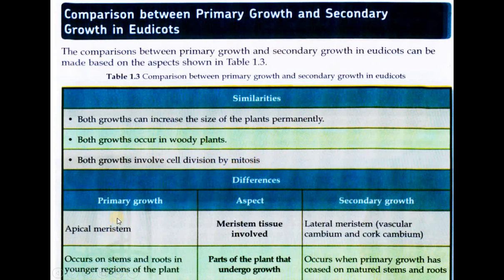Differences. The meristem tissue involved in primary growth is apical meristem, while the meristem tissue involved in secondary growth is lateral meristem, referring to the vascular cambium and cork cambium. Parts of the plant that undergo growth: primary growth occurs on the stem and roots in the younger region of the plant, especially in the shoot and the root tips. Secondary growth occurs when primary growth has ceased, on mature stem and root.